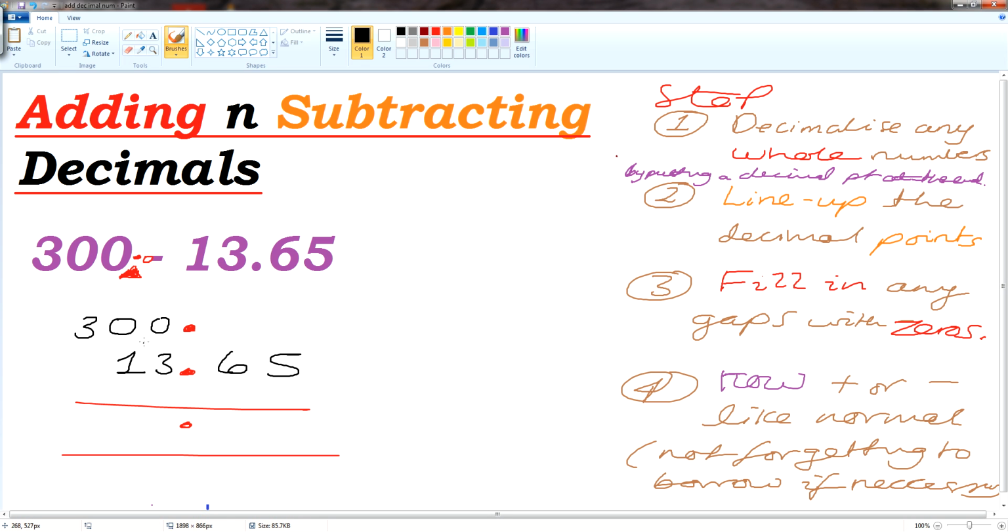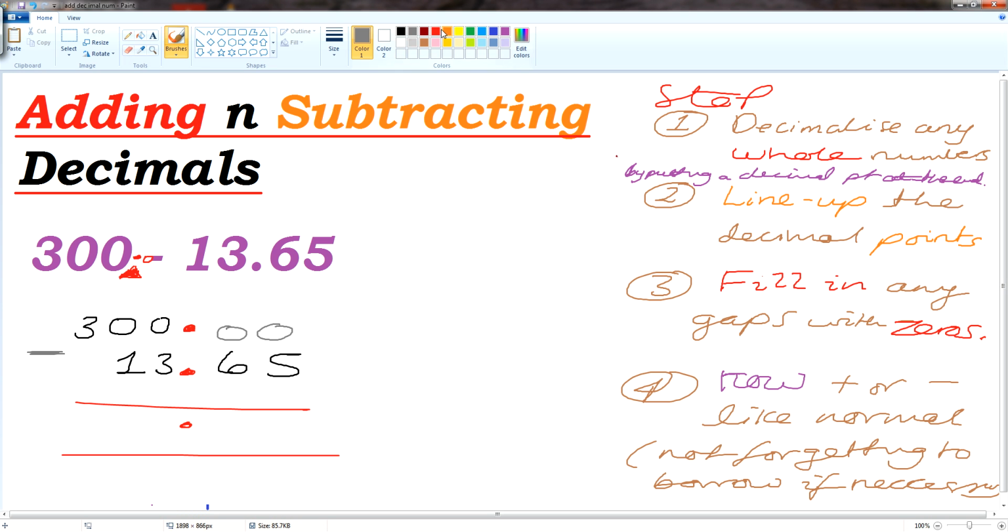Now what did we say in step number 3? So we've done steps 1 and 2. Step 3 says fill in the gaps with zeros. Now again, the important ones are the ones on the right hand side. The ones on the left hand side under here are not necessary. You can put them in if you like. I'm going to leave them out.